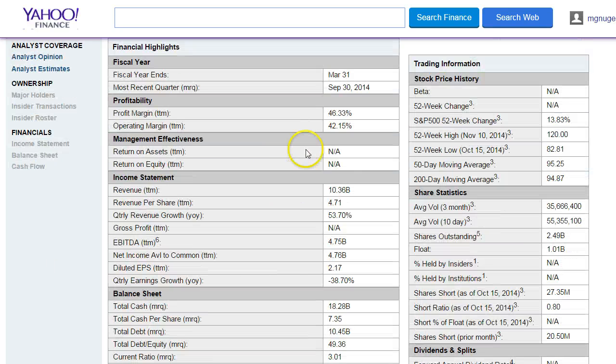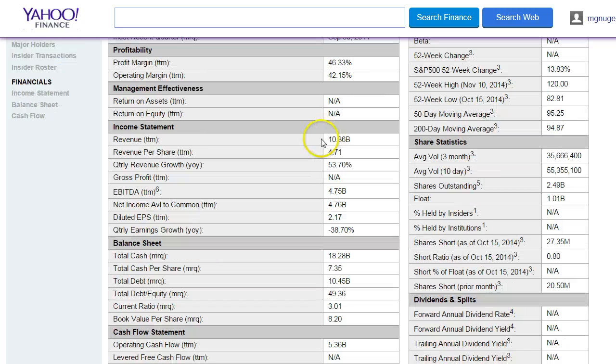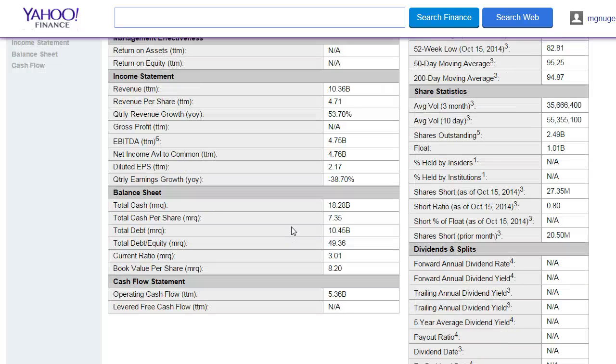Now, if we look at the profit margins, they're also very impressive, around 46% profit margin and 42% operating margin, which is incredible. And they have $10 billion in revenue, about $4 per share, 53% revenue growth, which is very strong. Although they have a year-over-year earnings change of almost negative 40%. That would worry me some, but it's not typically uncommon for online realtors to have low earnings after they have an incredible amount of expenses to run a company like this.